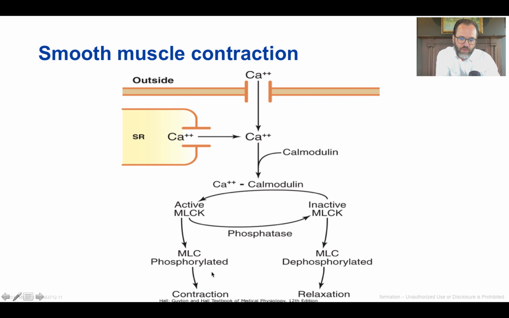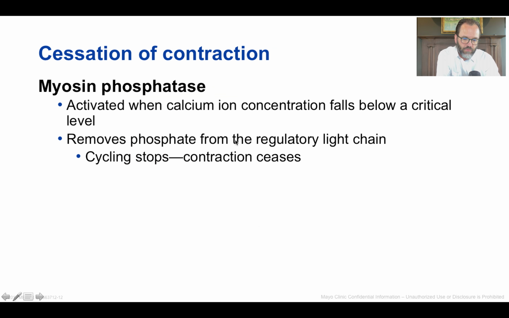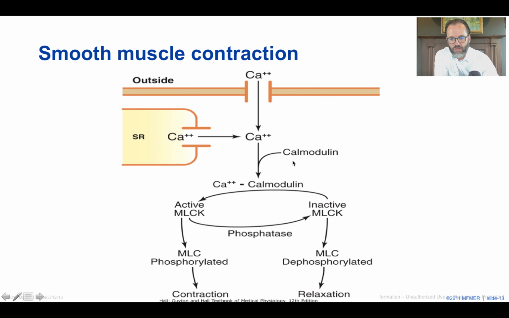Now, to turn this cycle of events off, of course, you would reduce calcium influx into the cell, and then this phosphatase would subsequently inactivate myosin light chain kinase and shut this pathway off, thereby allowing for relaxation. That myosin phosphatase is activated when calcium ions fall below a critical level, and so, to my knowledge, there's not really a direct way to activate that myosin phosphatase. It's a calcium-sensitive enzyme, and it removes that phosphate from a regulatory chain, and then you have the cessation of cycling.